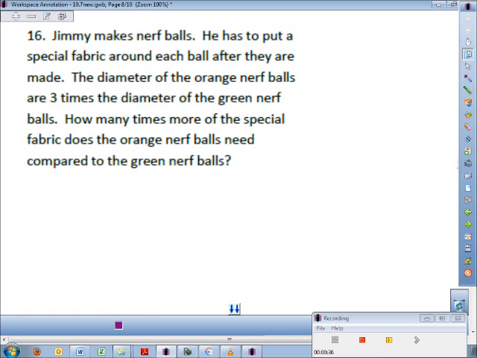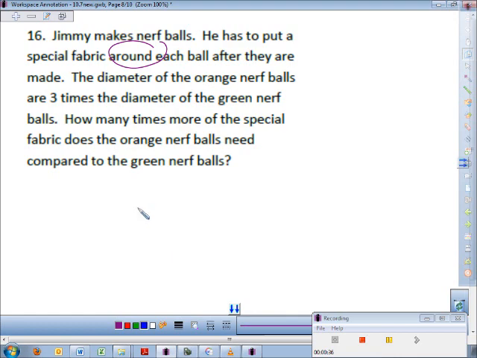Jimmy makes Nerf balls. He has to put a special fabric around each ball after they are made. The diameter of the orange Nerf balls is 3 times the diameter of the green Nerf balls. How many times more of the special fabric do the orange Nerf balls need compared to the green Nerf balls?